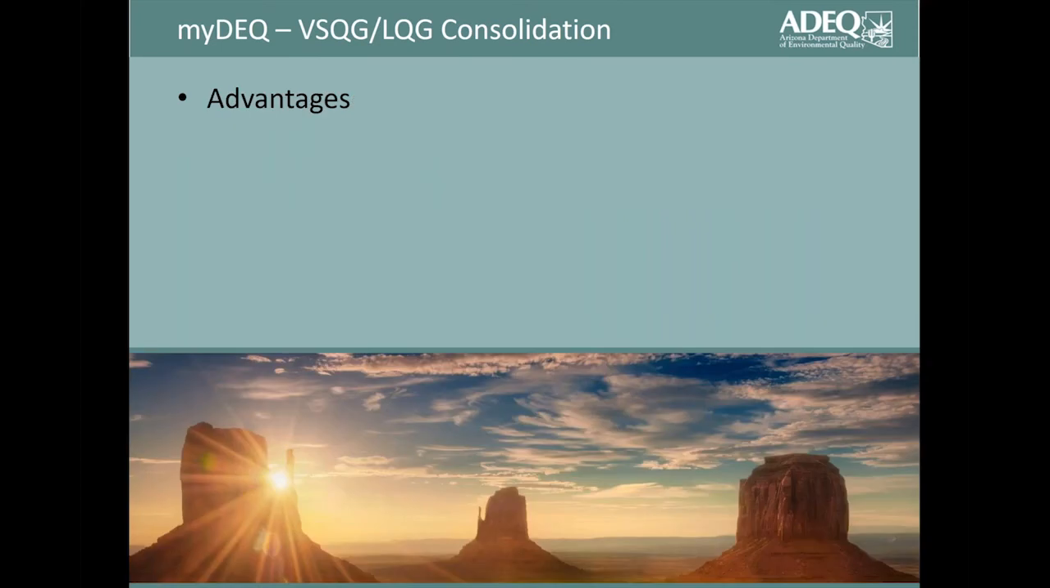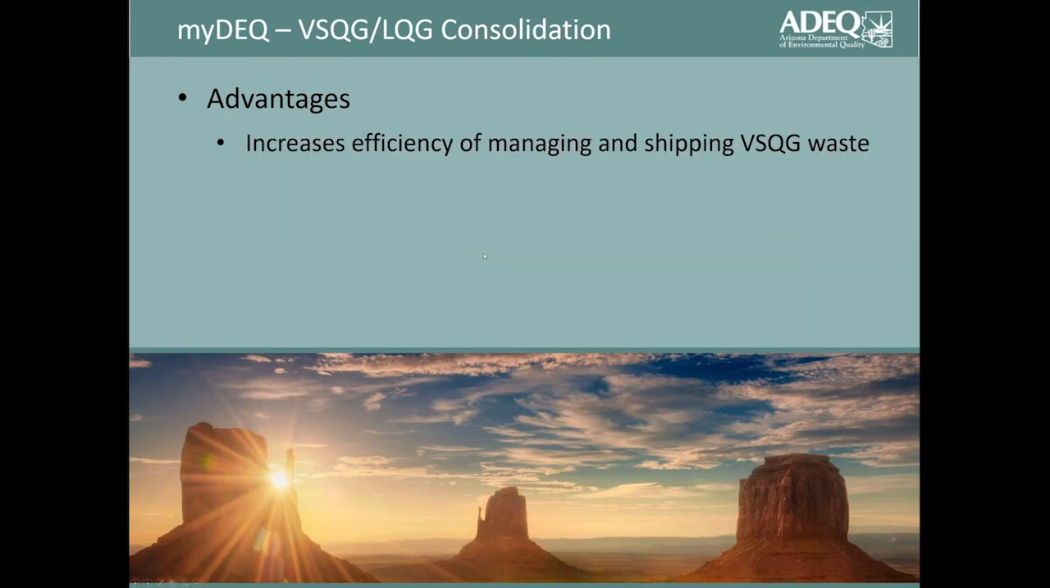So there's several advantages for the generator, and these include increased efficiency in managing and shipping the waste generated by the very small quantity generator. This may include, and I like to think of it as, backhauling the VSQG waste when delivering product from the distribution center, backhauling the waste back to the distribution center, as that is the one acting as the large quantity generator. It can also ensure the proper management of very small quantity generator waste at the LQG site, as the personnel at the LQG will more likely have the proper hazardous waste and perhaps DOT training.